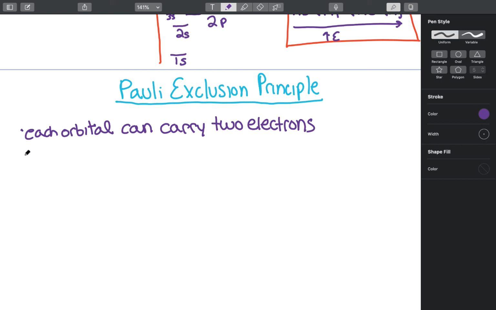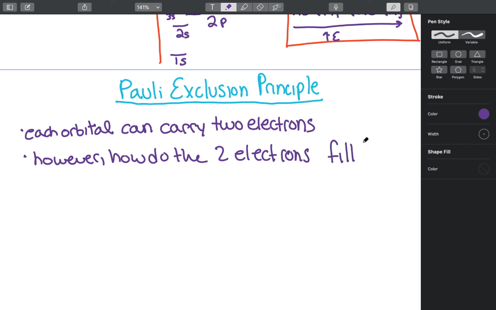However, how do the 2 electrons fill the same orbital?